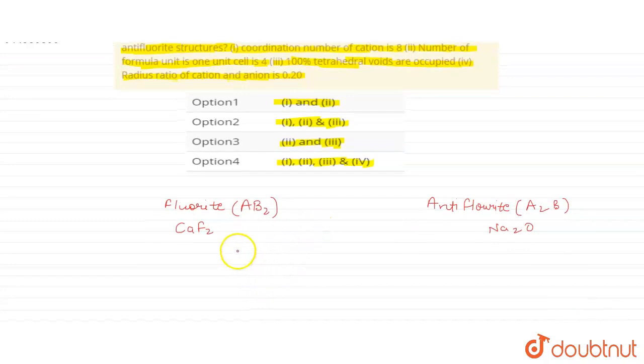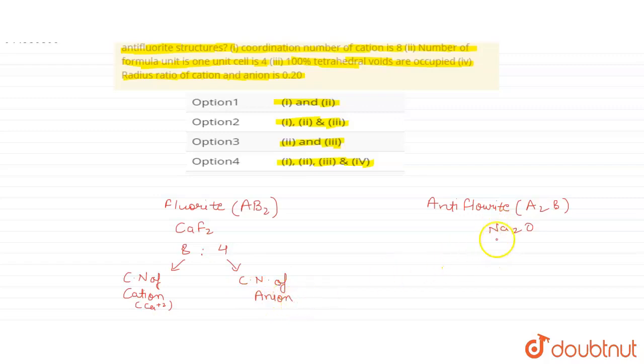In fluorite, the coordination numbers of the compound are in the ratio of 8:4. This is the coordination number of cation, that is for Ca+2 in the example of CaF2, and this is the coordination number of anion.